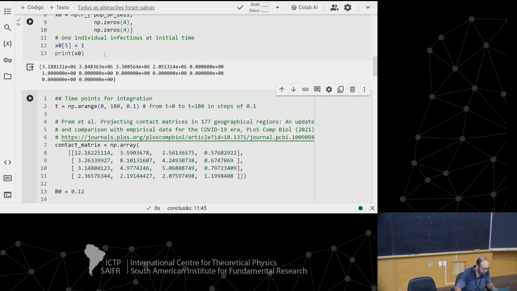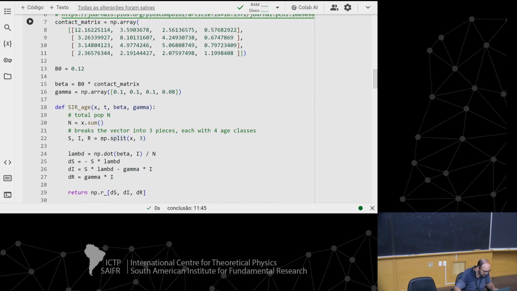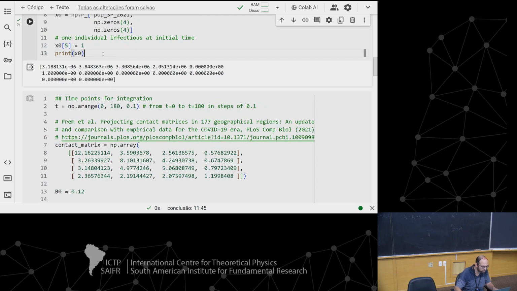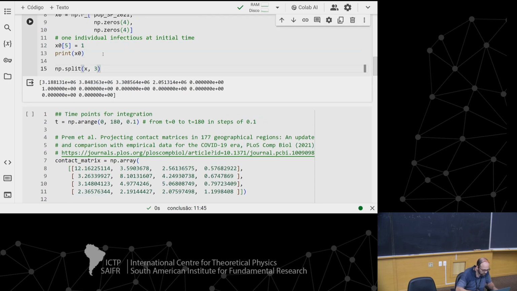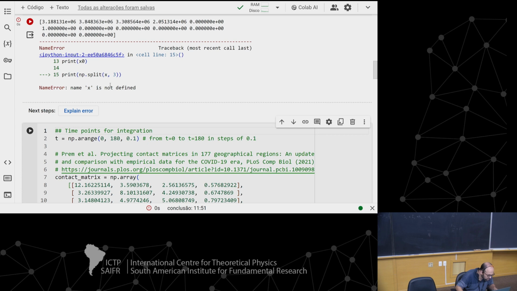How do I do this? So let's go back here. This is at 0, okay? So I will do this stuff here. This is split this vector here into 3 parts, okay? So if I do this, now let's see what happens, right? So, not x, right? So I need at 0.